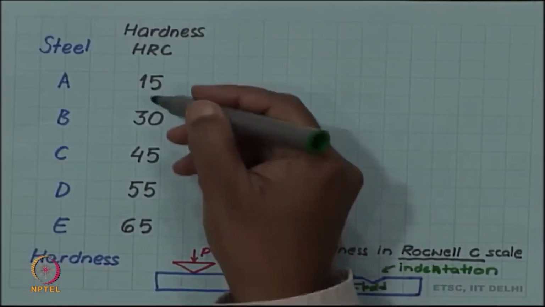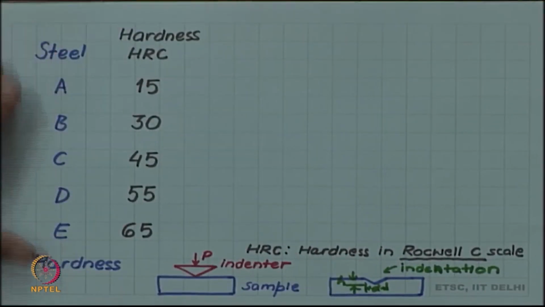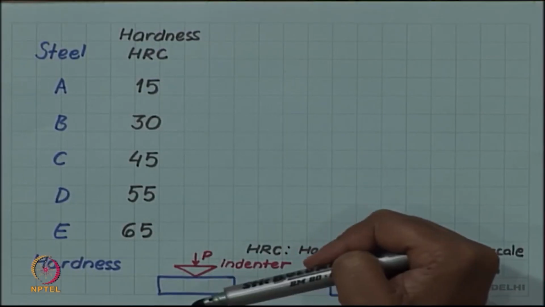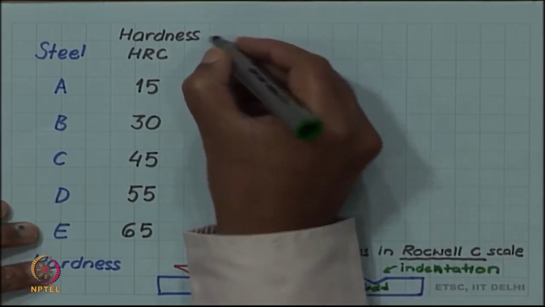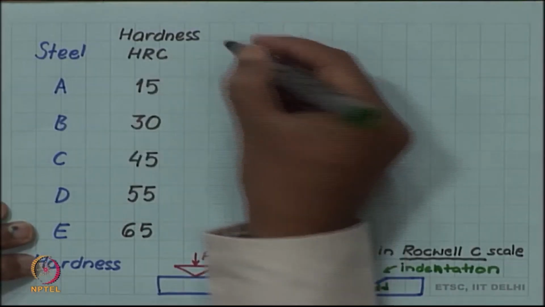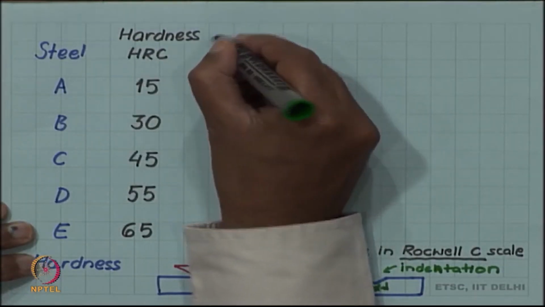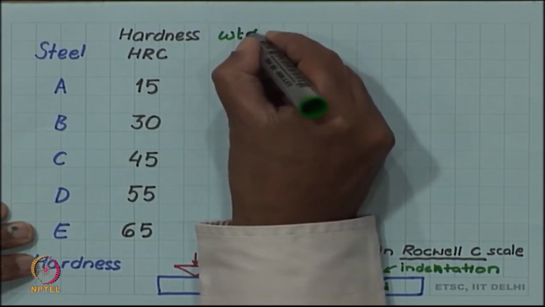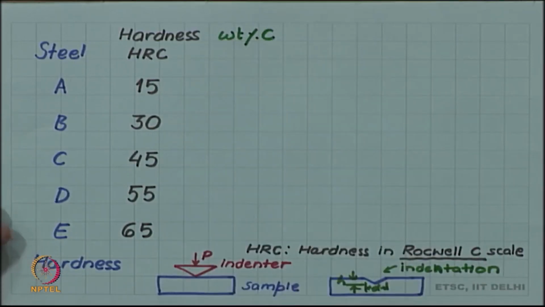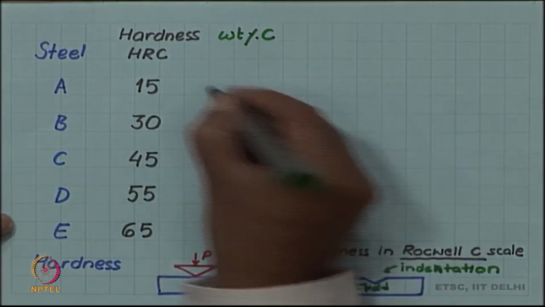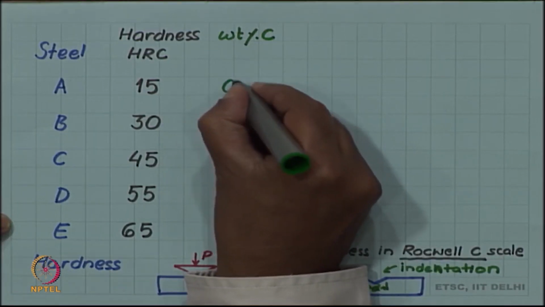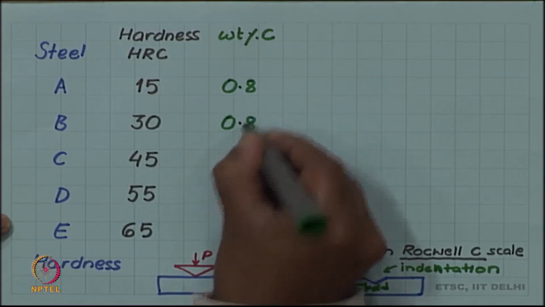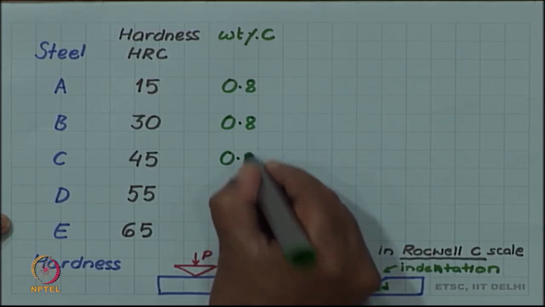So, coming back to our table now, we are seeing that the hardness is increasing. So, one guess will be that they may be steels of different carbon concentration. So, let us look at that. We send our samples to the laboratory for determining their carbon concentration. So, let us now have the third column, weight percent carbon, but to our surprise we find that all of them are 0.8% carbon. The carbon concentration is not changing.